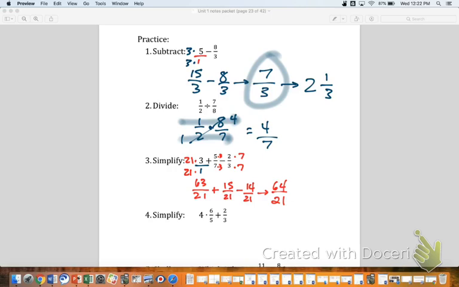So Ava and I were talking about reducing. She was kind of like, what's the process on figuring out if you can or can't reduce? So 64 21sts. I don't know what you guys learned in middle school, but here's maybe a few hints. The 64 is even, but the 21 is not. So 2 does not go into 21, right?